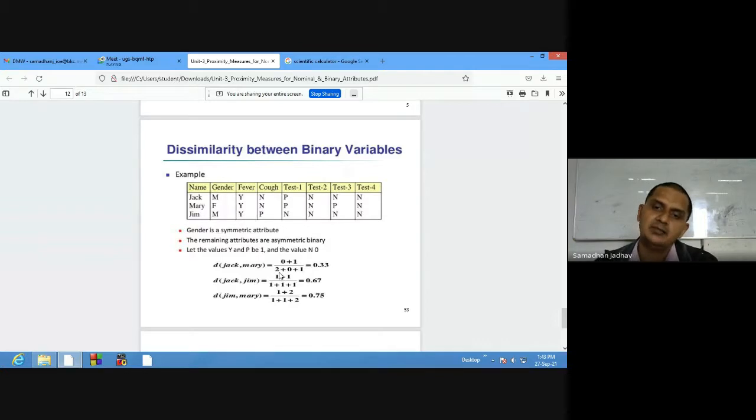Now what is R? For object I value 1, object J value 0. So look for the 1 0 combination. Is it in fever? No. Cough? No. Test 1? No. Test 3? No. Test 4? No. So what is R here? 0. So there are 0 attributes having value 1 for Jack and 0 for Mary, right? So R is 0. What is S?